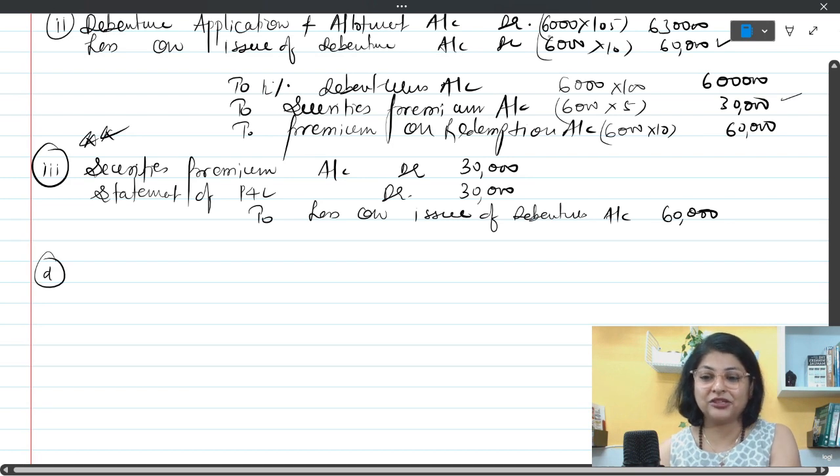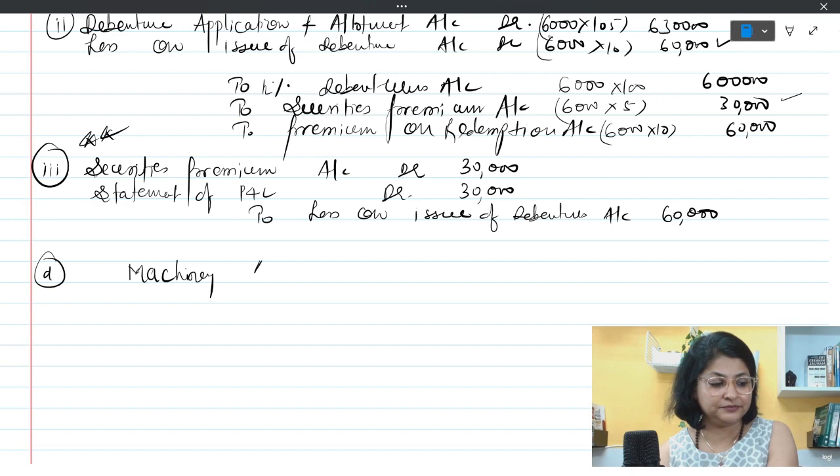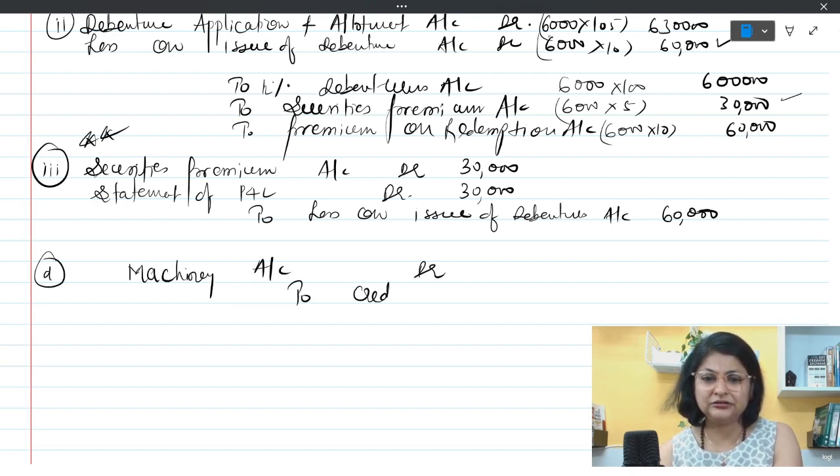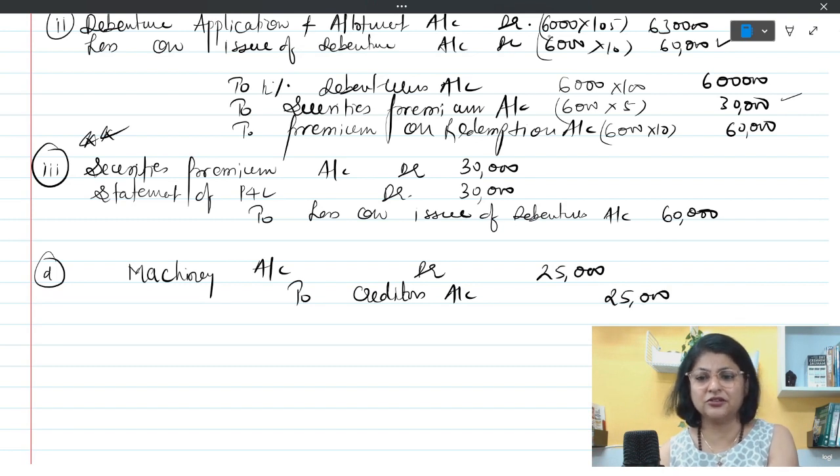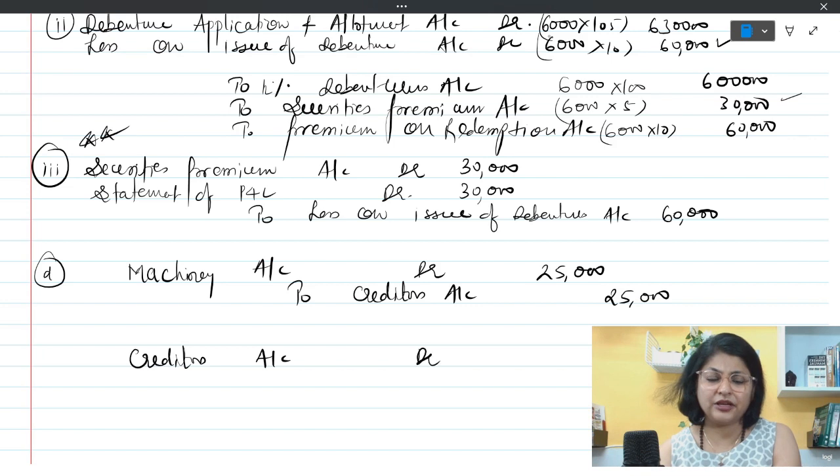So the D part of the question is, first of all, we are going to write machinery account debit to creditor, which is 25,000. The machinery was purchased for 25,000. Now how is the discharge of this done? They have done creditors account debit 25,000, and in the discharge they are issuing the debentures of 30,000.